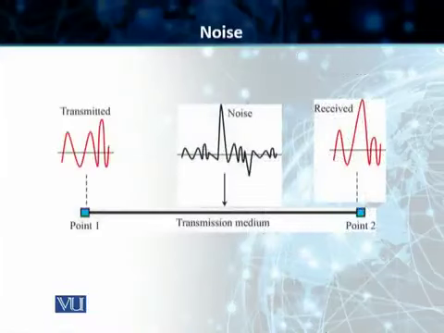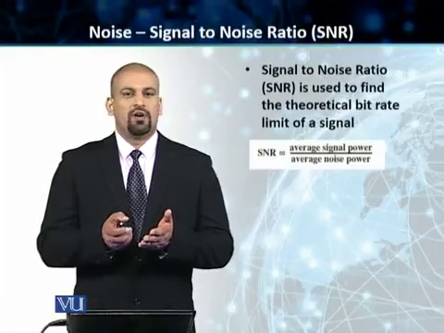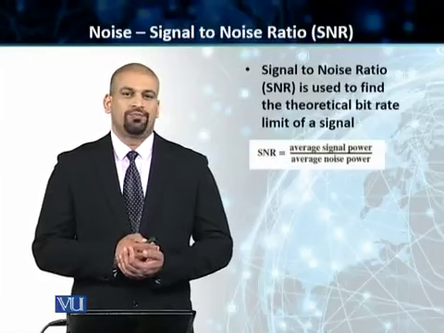Students, as you can see on the slide, we have got the original signal which is transmitted. We have got a noise or an extra signal. Let's suppose it's transmitted because of thermal noise. And when these two signals meet, we receive something at point 2 or the destination, which is not an exact replica of the originally transmitted signal.